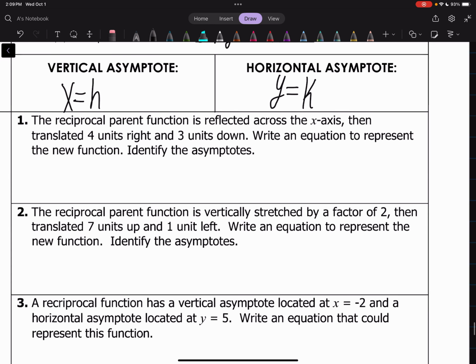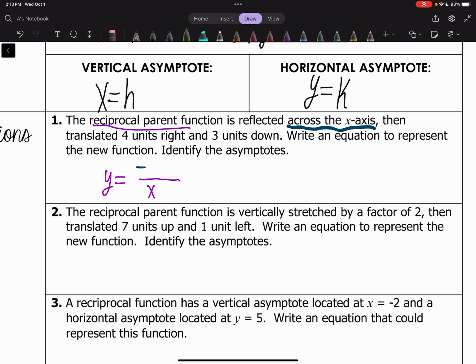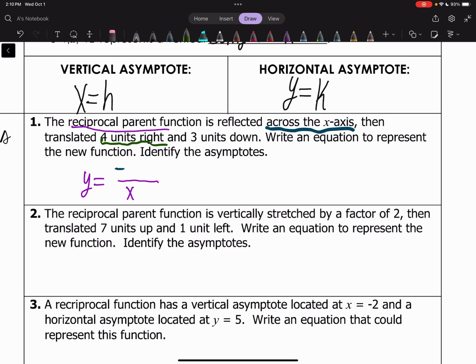The reciprocal parent function is reflected across the x-axis. So because it is a reciprocal function, y equals something with a line. I need an x on the bottom somewhere. It is reflected across the x-axis, so I need a negative. It is translated 4 units to the right, minus 4. And it is translated 3 units down, minus 3.